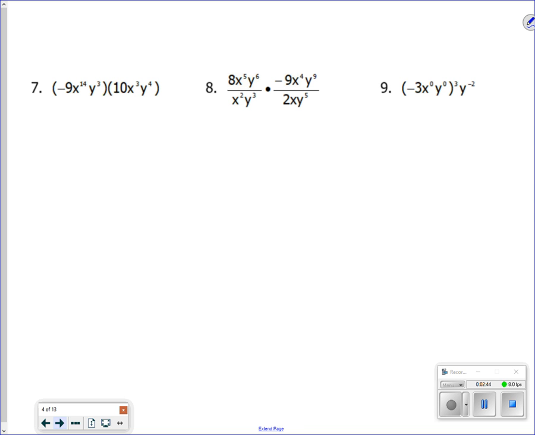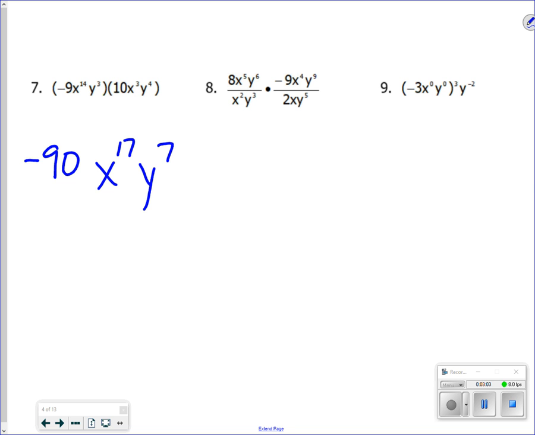Numbers get treated differently than exponents. So let's say if I started with the x's, x to the 14th, x to the 3rd, add the exponents, x to the 17th. Y to the 3rd, y to the 4th makes y to the 7th. And then all I have to do is multiply the actual numbers together.